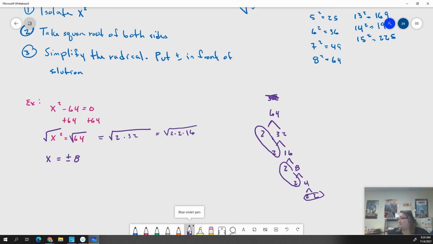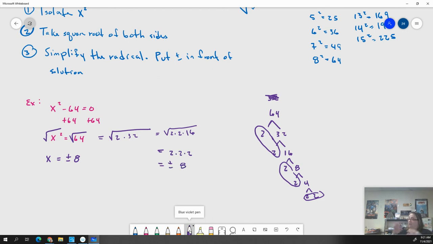I feel like I got too many there. 2's, 2's, 2's. No, that's right. 2 times 2 is 4 times 2 is 8, right? And so each one of these 2's can be pulled out. So I would be left with 2 times 2 times 2, which is plus or minus 8.